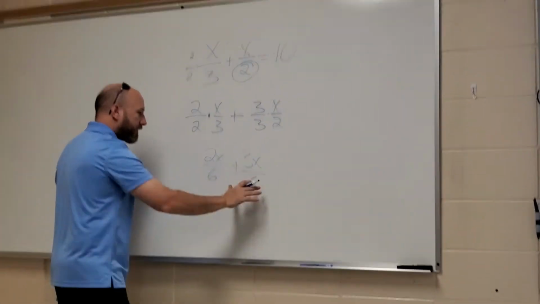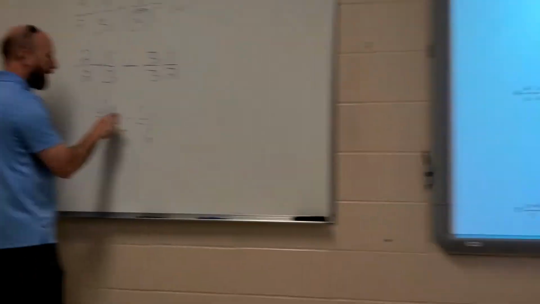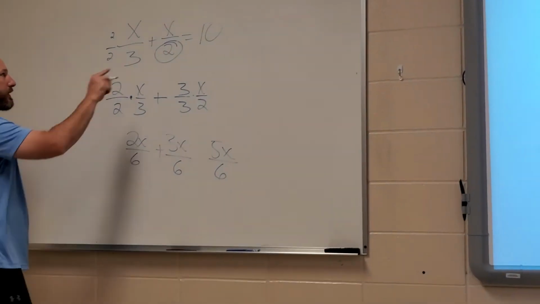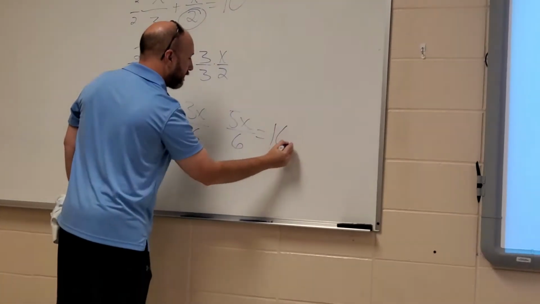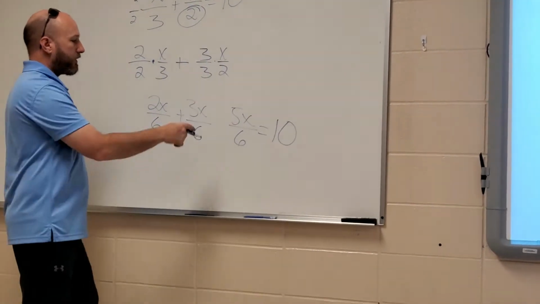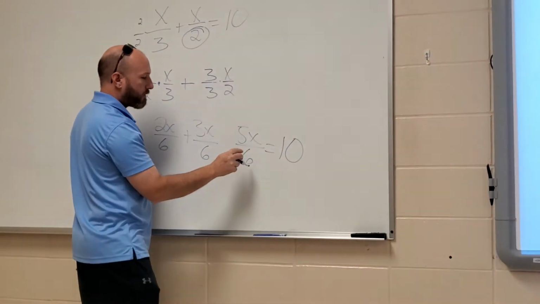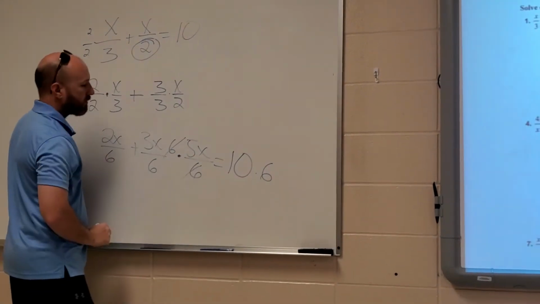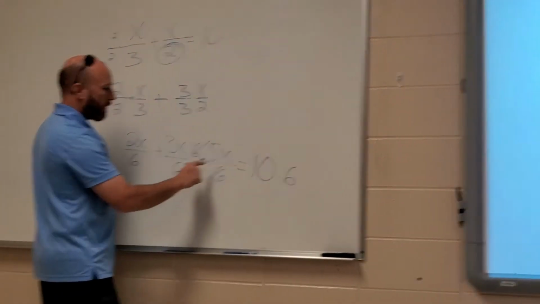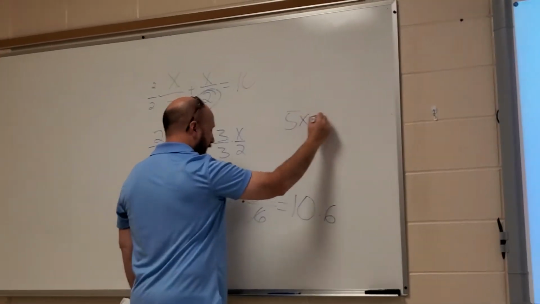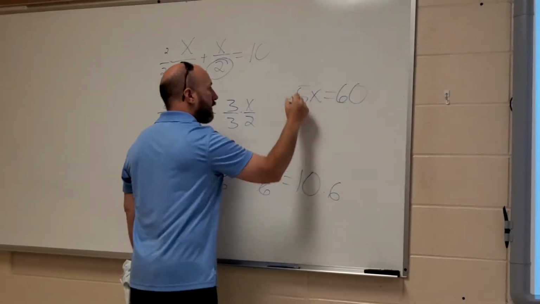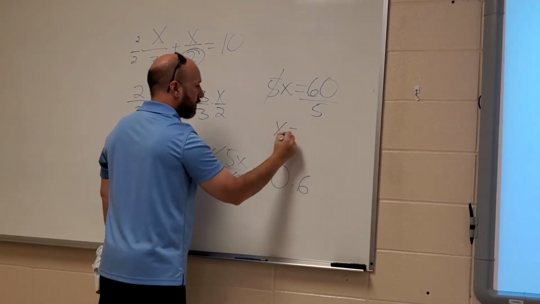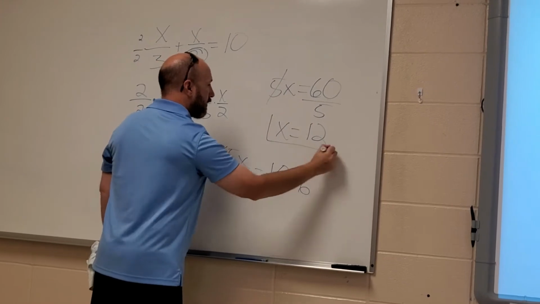And now that they have the same denominator, I can add them up. 2x plus 3x is 5x over 6. And that's equal to 10. So now all you do is, you got to multiply both sides by 6 to get rid of these 6's. And so we're left with 5x equals 60, and divide by 5. 60 divided by 5 is 12. And so x is 12.